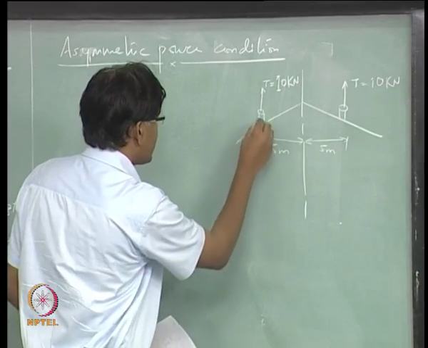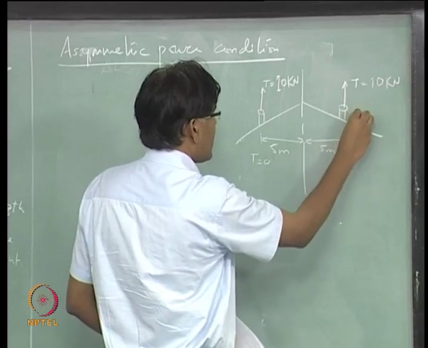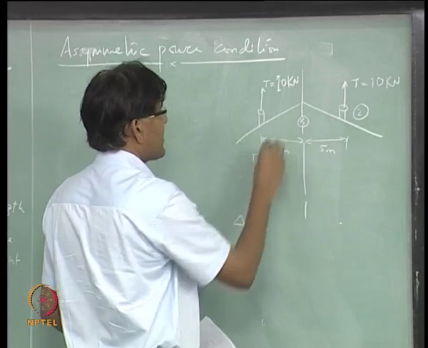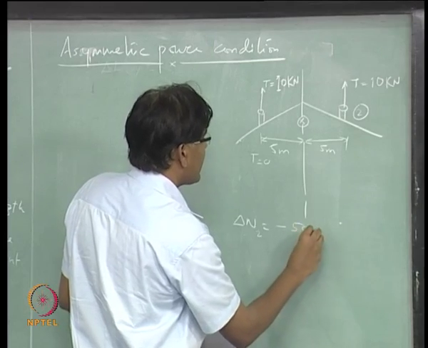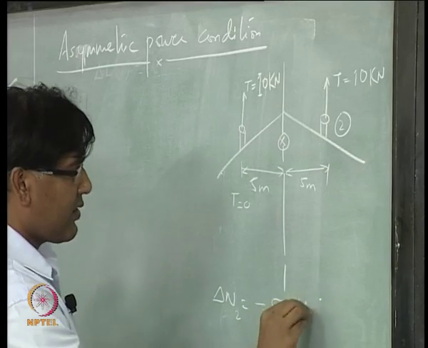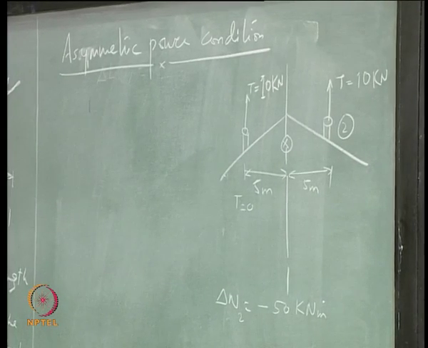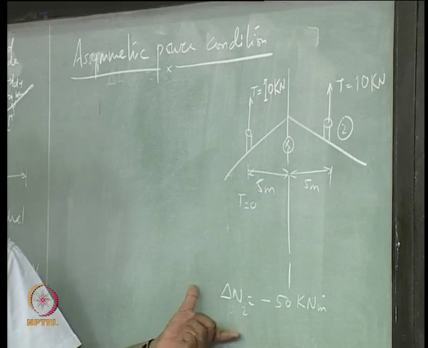So, if this engine, let us say here the thrust becomes 0, then delta N due to thrust, with the CG located somewhere here, is minus 50 kilonewton meter, right, and this I have to kill using rudder. Rudder should be powerful enough to kill this yawing moment or balance this yawing moment, right.